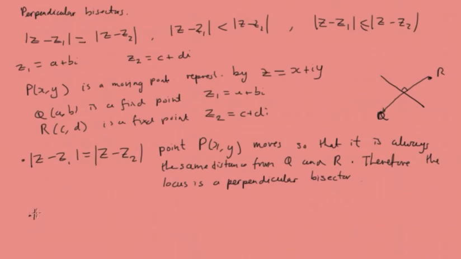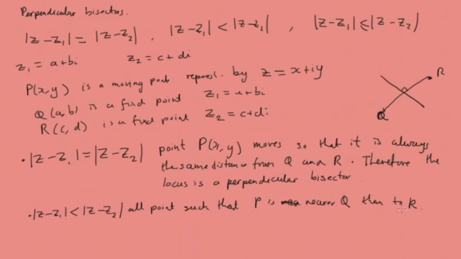If we had |z − z1| less than |z − z2|, then all points such that P is nearer Q than to R. Therefore, the perpendicular bisector marks a boundary.